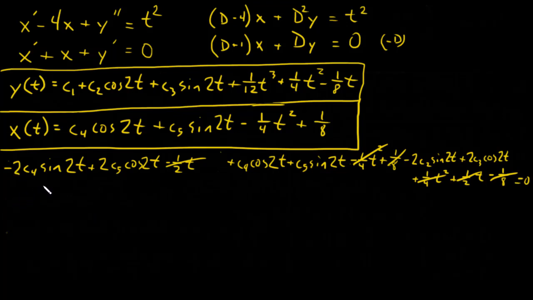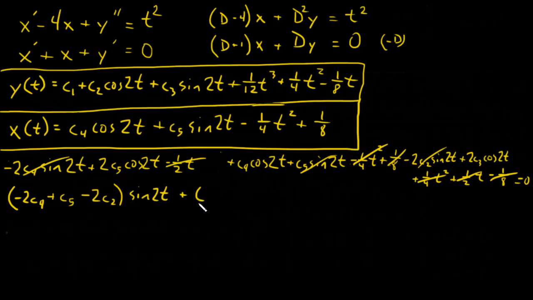Let's group the sine of 2t's first. So if I do the sine of 2t's, I'm going to have negative 2c4. That's this term. And let's see, plus c5. That's that term. Okay, and then where's the next one? Right there. Minus 2c2. And that is sine 2t.